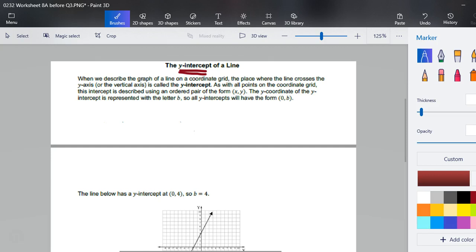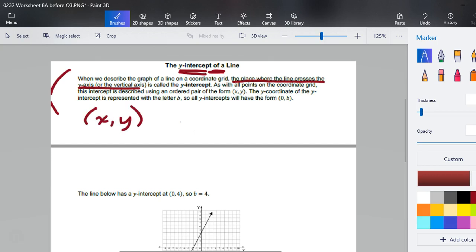When we describe the graph of a line on a coordinate grid, and when you're talking about a flashcard or glossary, when you're asking yourself, what is the y-intercept of a line? It is the place where the line crosses the y-axis, or the vertical axis. That's what you call the y-intercept. It crosses it right there on the y-axis. As with all points on a coordinate grid, the intercept is described using an ordered pair of the form (x, y).